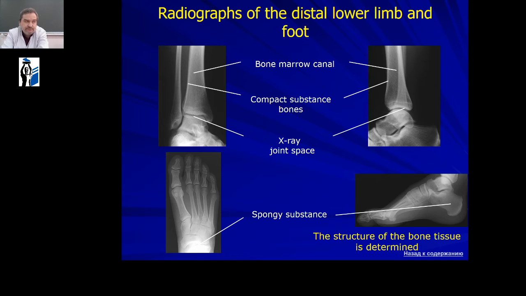The next sample is radiographs of the distal lower limb and foot. We can see the bone marrow canal, compact substance of bones, X-ray joint space, also spongy substance. The structure of the bone tissue is determined.